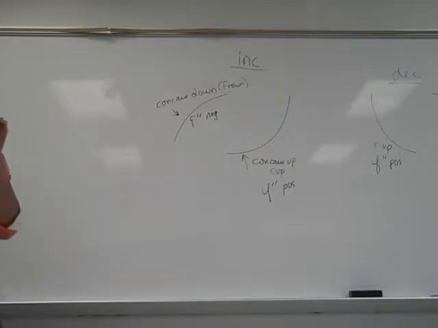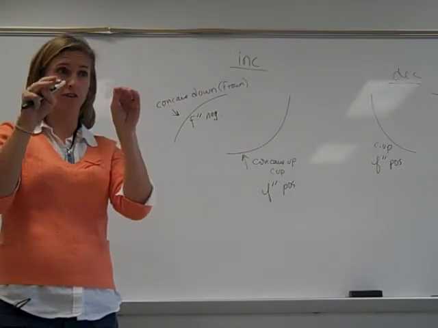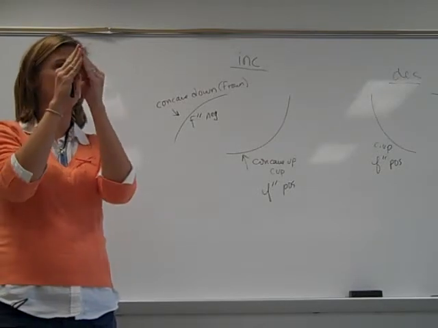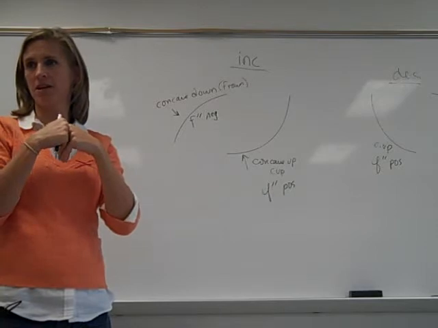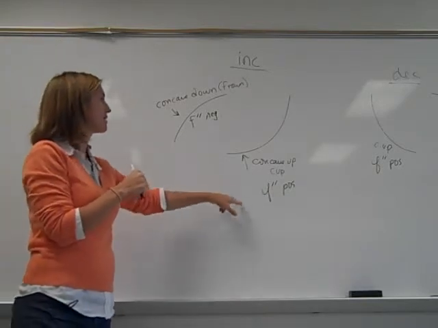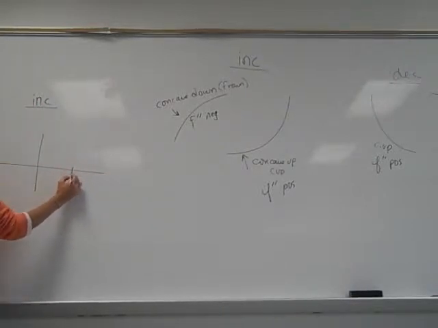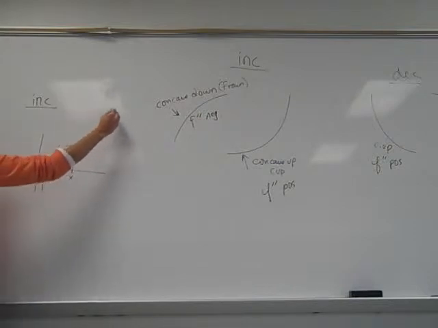Okay, we said that when a function's first derivative goes from positive to negative, we get a max. Negative to positive, we get a min. When the second derivative changes from positive to negative or negative to positive, it looks like this. Let's say I have an increasing function the whole time, and let's say at this x value, my concavity goes from concave down to concave up. It would look like this.